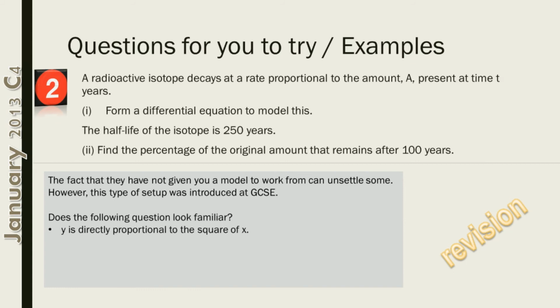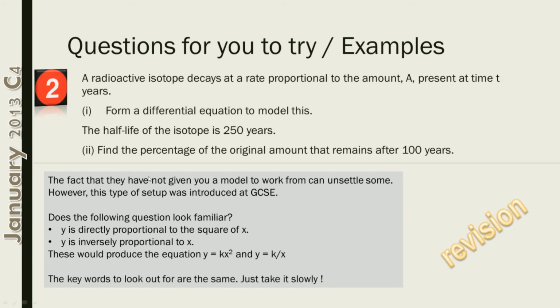Y is directly proportional to the square of x. Y is inversely proportional to x. These would produce the equations y equals kx squared and y equals k over x. They are GCSE higher topic questions, and ones that I generally find students find very, very straightforward at the time. Using a lot of the same language, you're looking for exactly the same keywords: square of x, inversely proportional to, cube root of x, anything like that.